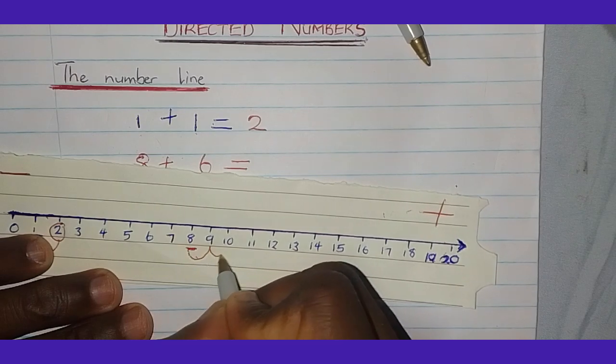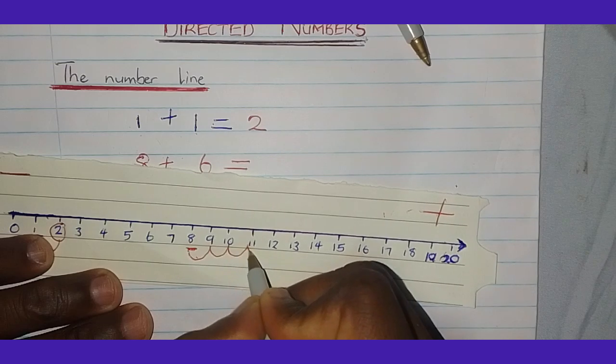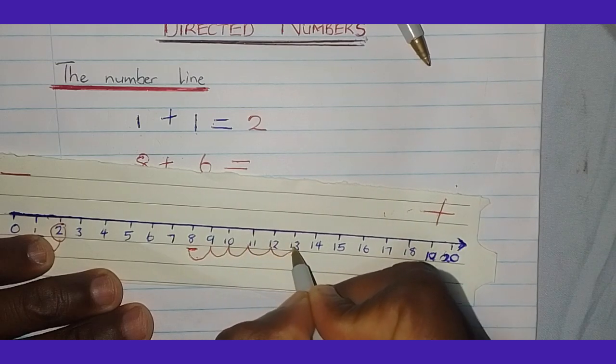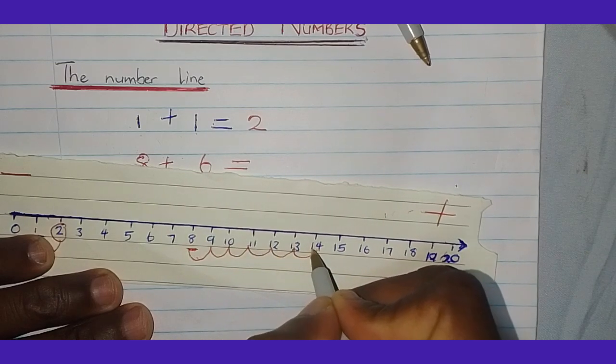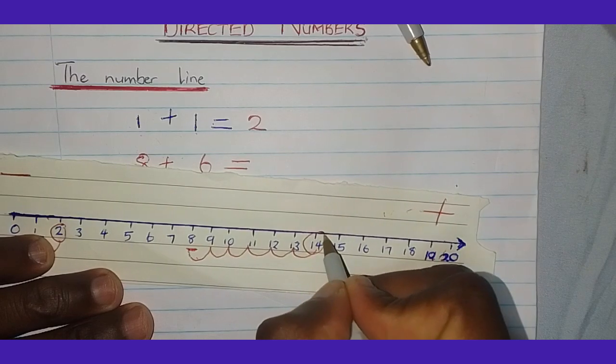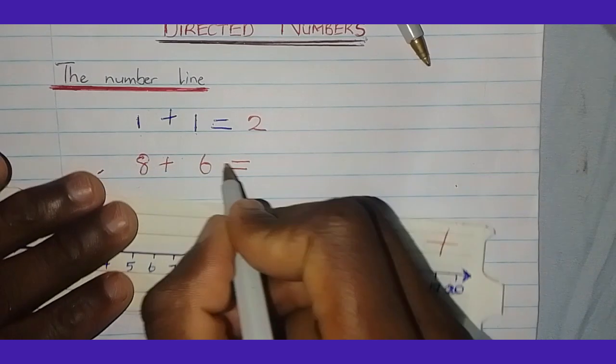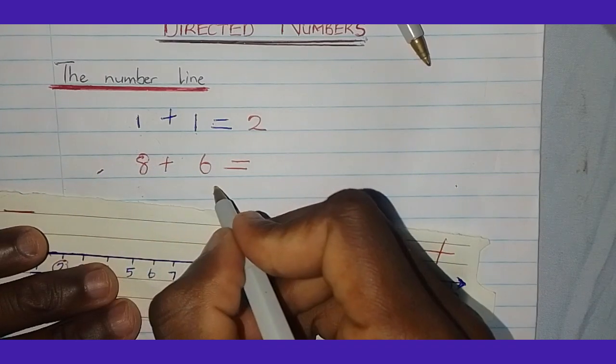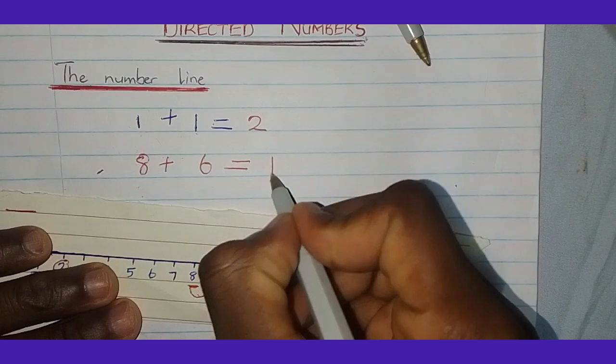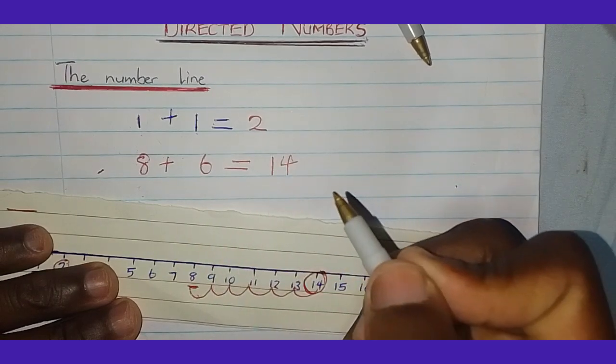1, 2, 3, 4, 5, 6. So our 6th step is at 14. Here is our 6th step. So it means 8 plus 6. The answer is 14. Very simple.